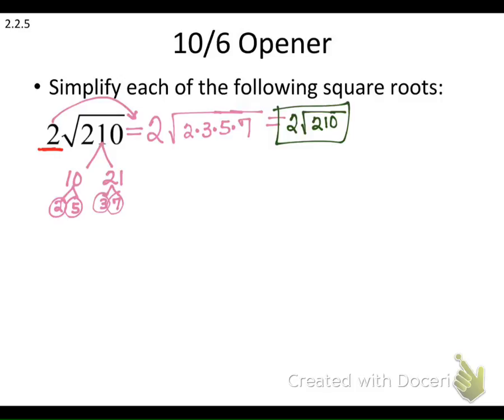It's the same number, so the 2 square root 210 was already in what? It's not a perfect square. It was already in simplest form. Right. All right. Questions on that one? Okay. Make sure you have it right on your opener. Let's look at the next one then.